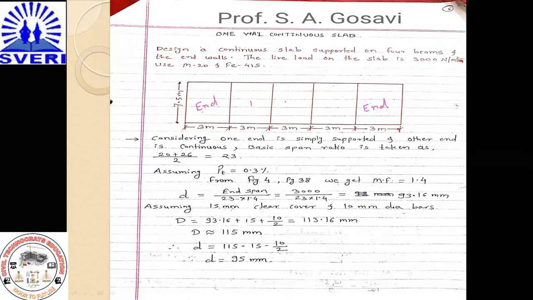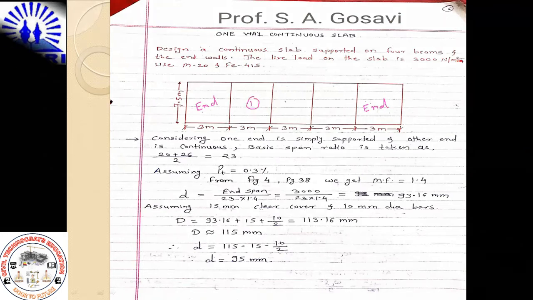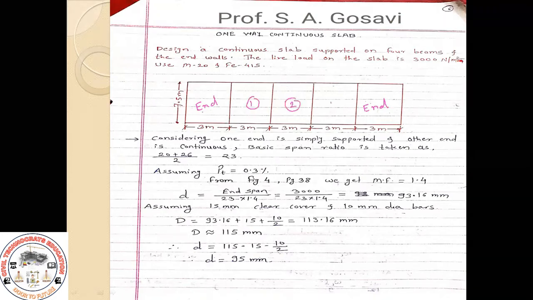This is your intermediate span number one. This is your intermediate span number two, and this is your intermediate span number three. So now for this, see, this is the intermediate span. So bending moment is calculated at the center. Okay, so here this is the center point.